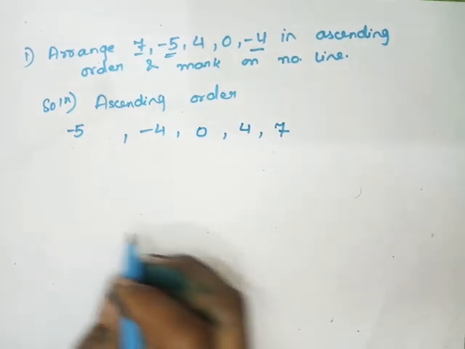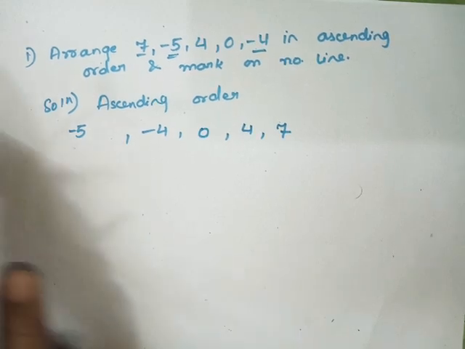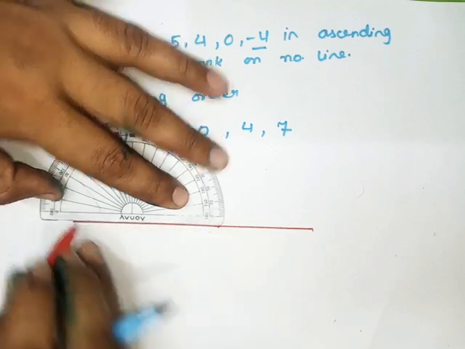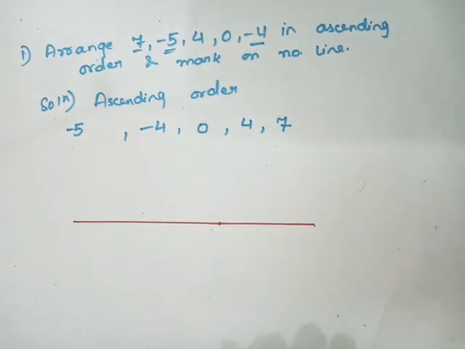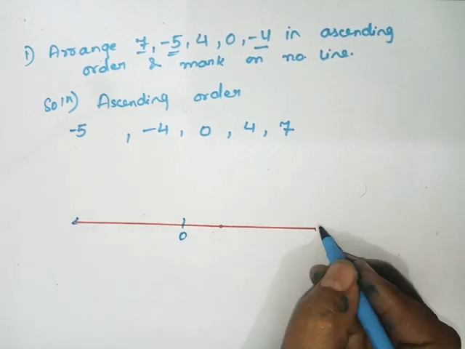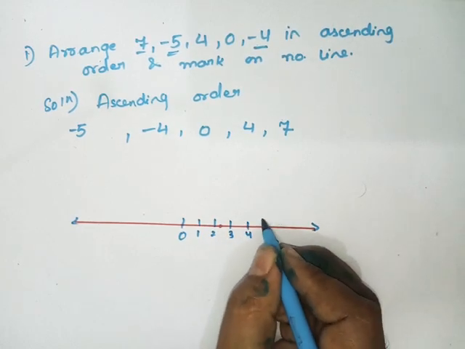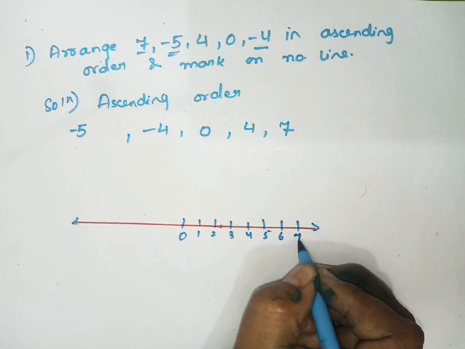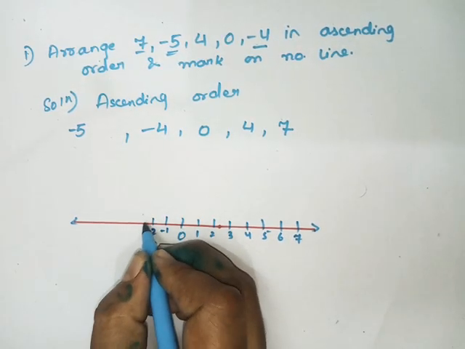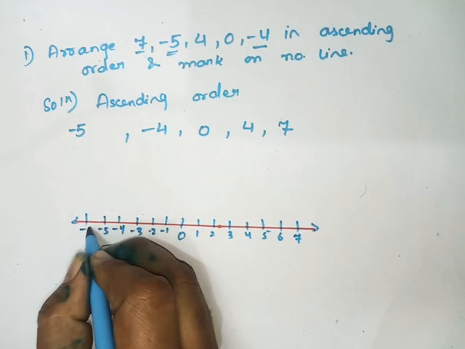Now I will draw these numbers on the number line. So consider this is a number line. You can see clearly this point is 0. Equal gappings must be there, means 1, 2, 3, 4, 5, 6, 7, and here are the negative values: -1, -2, -3, -4, -5, -6 and so on.